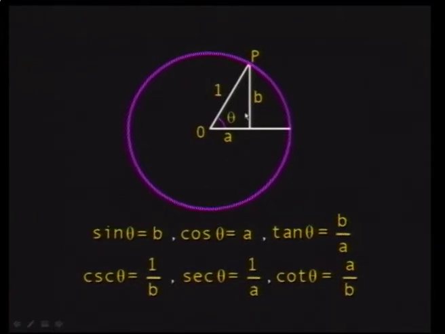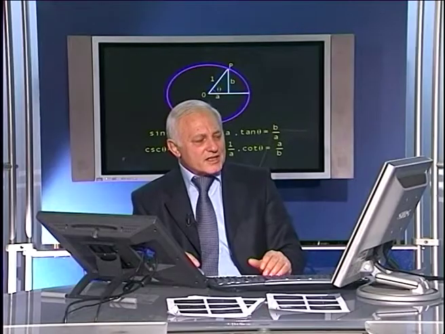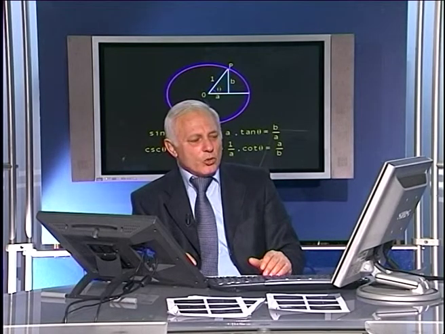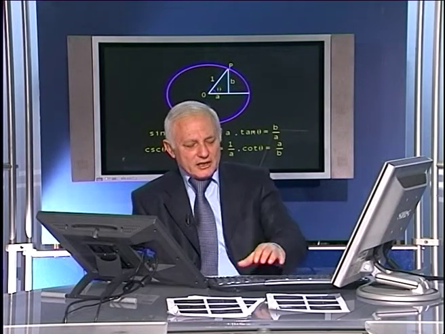Because here, the maximum value of B is 1. And same thing for A. The reciprocal of the sine is called the cosecant, whereas the reciprocal of the cosine is called the secant, and the reciprocal of the tangent is called the cotangent.